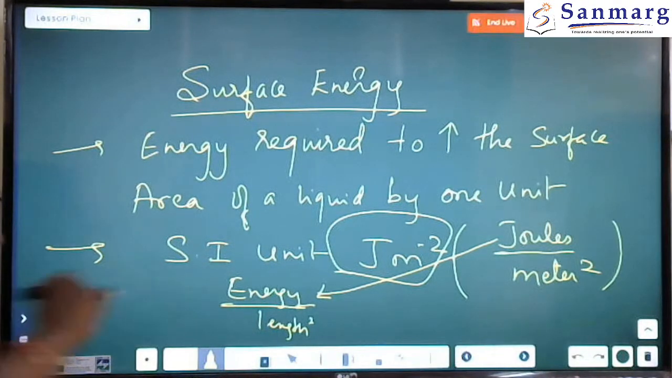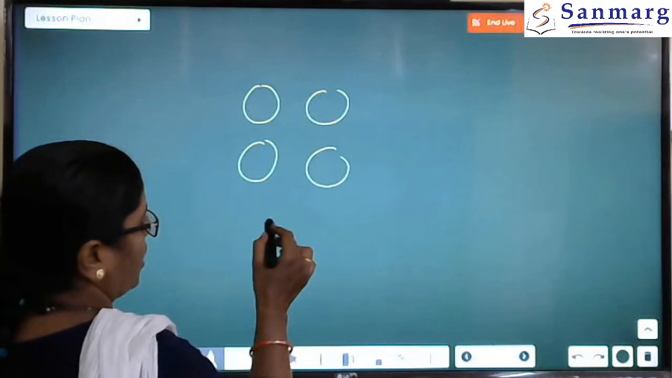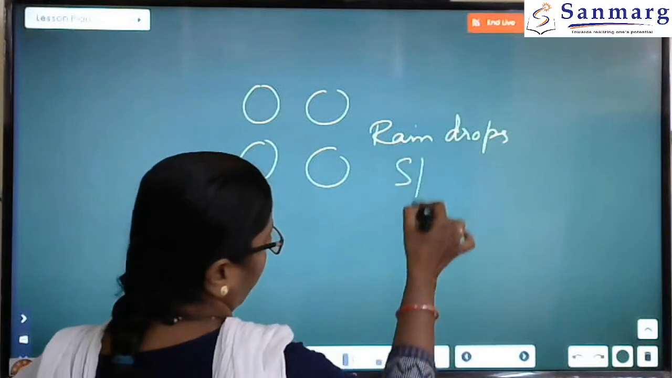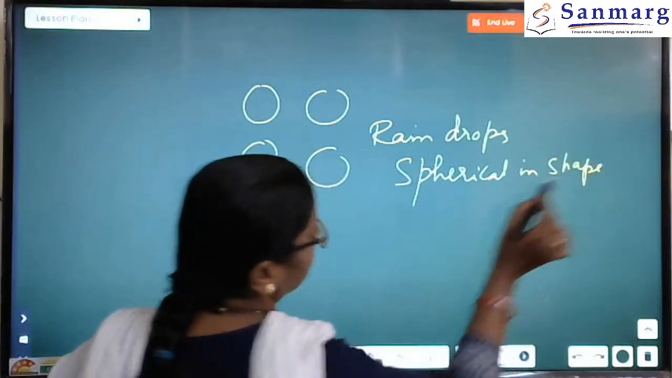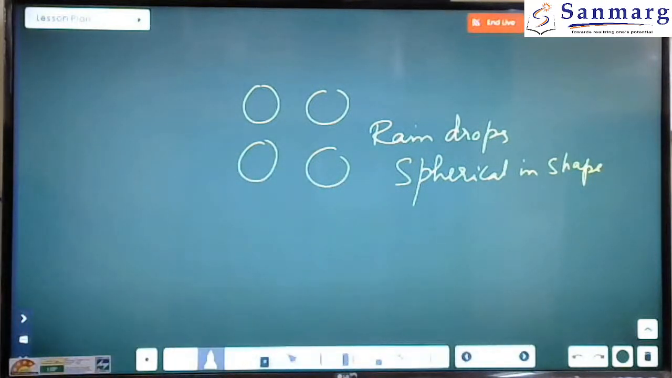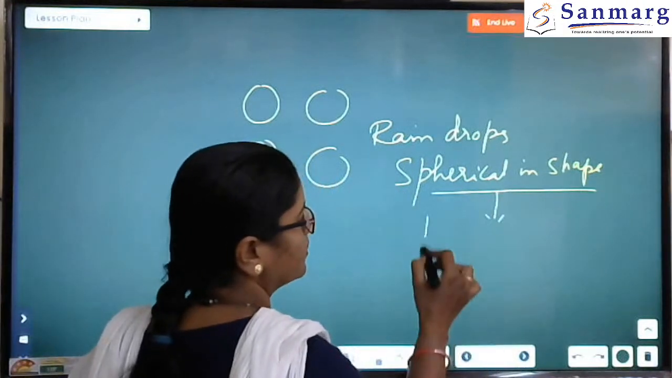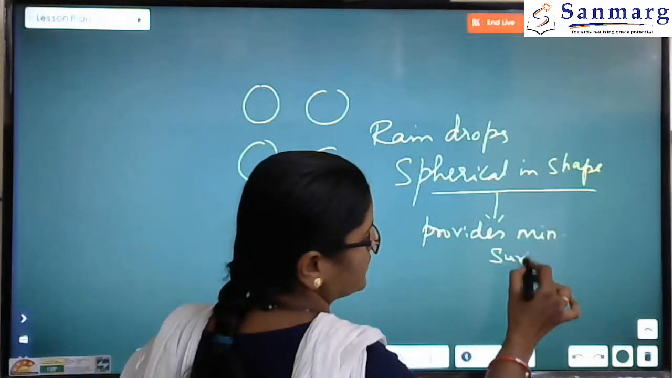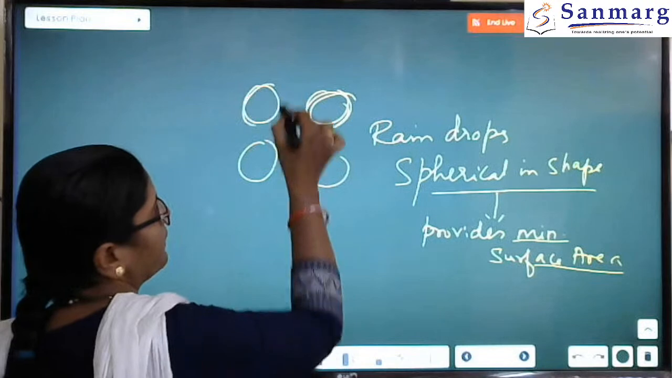most raindrops are spherical in shape. Why? Because to minimize the surface energy, a spherical shape provides minimum surface area. More surface area is not needed. That is why raindrops are spherical in shape.